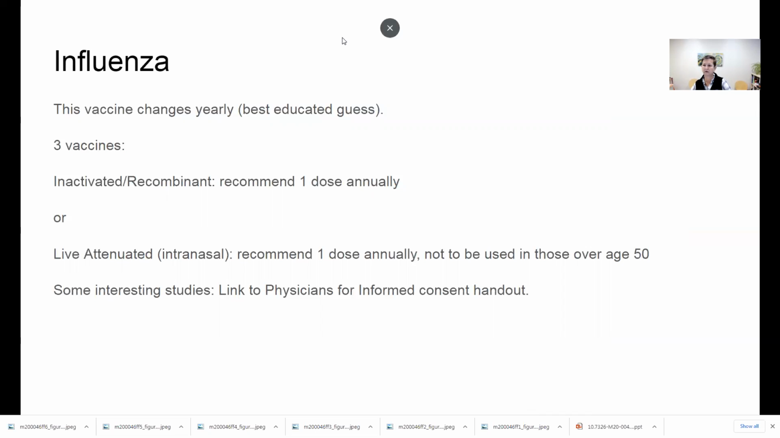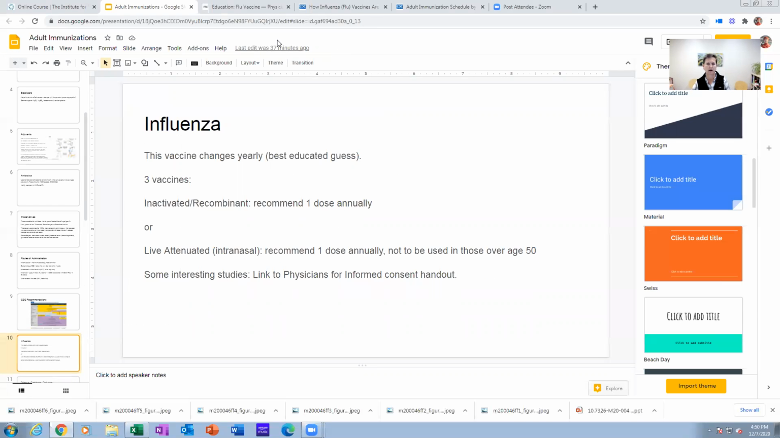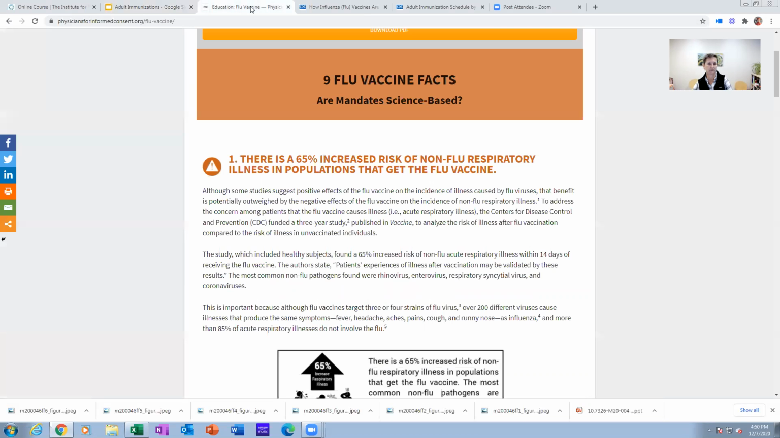I'm going to figure out how I want to share something with you. So I am part of an organization called Physicians for Informed Consent. This is available to any of you. You can go to the physiciansforinformedconsent.org site and see this.